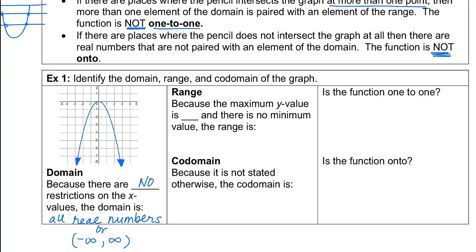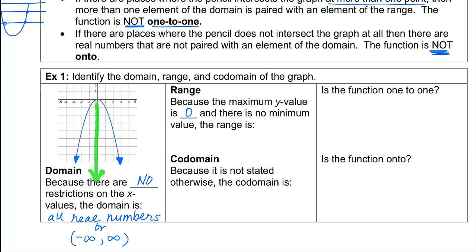It's 0. Good job. So because the maximum value of y is 0, and there is no minimum value, meaning do you see that we go down forever, and there's always a value either to the left or to the right? Then the range will be y is less than or equal to 0, or we could say that it goes from negative infinity to 0. We use the bracket to say that it includes 0.